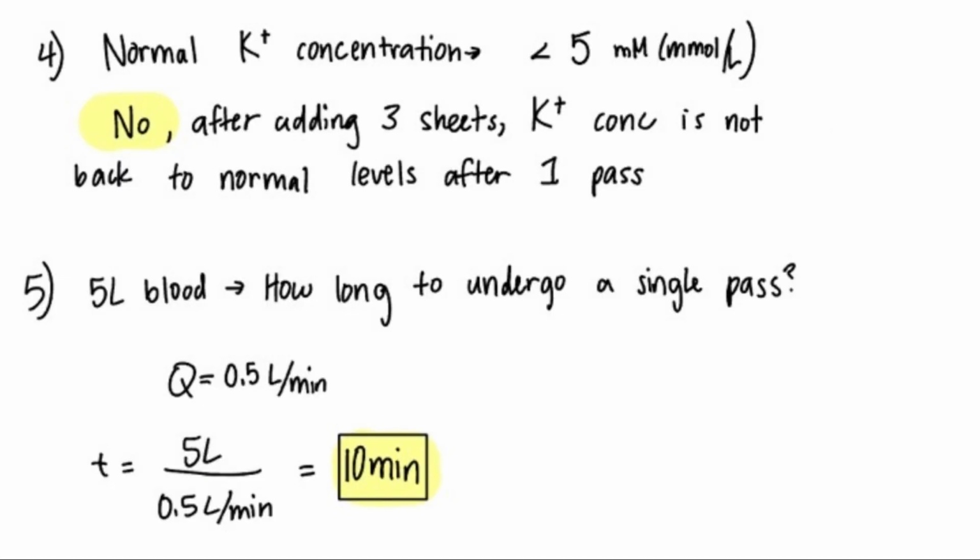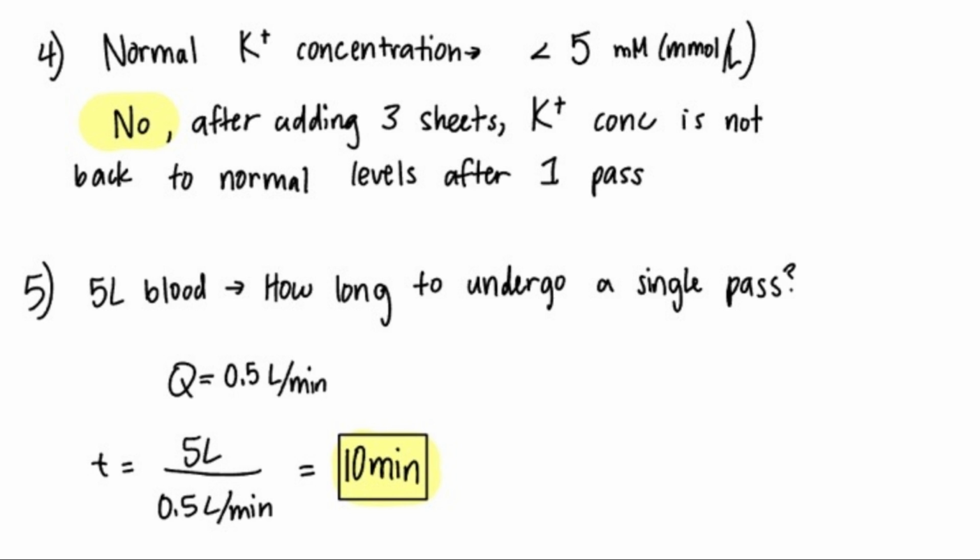And then number 4 asks if our potassium concentration will go back to normal levels after 1 pass, and the answer is no, because after adding 3 sheets, the concentration becomes 6 millimolar, and a normal level is below 5 millimolar.